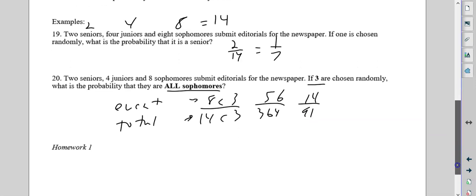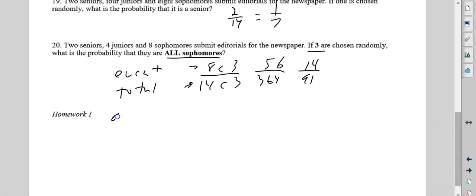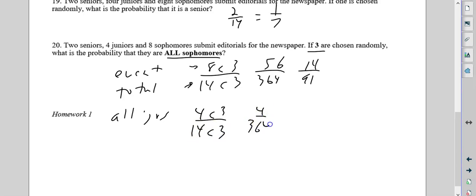Now let's just go a step further off the page. What if it was all juniors? Right? Well, in that case, we're talking about 3 people being picked from 4 juniors. And again, the bottom number is not changing because that's the total. So this number would only be 4 out of 364, which is 1 out of 91.